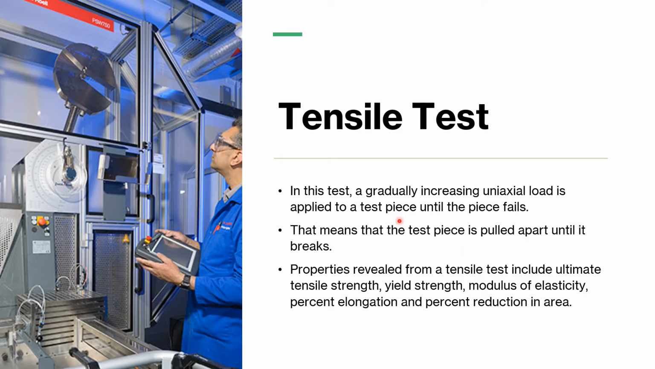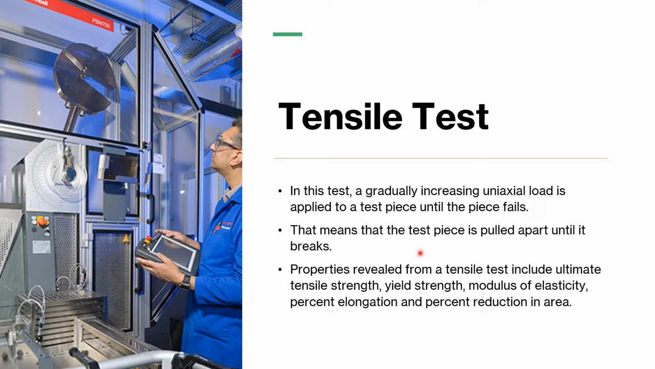Very first one is your tensile test. So in this test, the gradual increasing uni means just one, okay, axial means just one axis. So instead of 3 axes, we're using only one. So uniaxial load, so here are y axis, is applied to a test piece until that piece fails. Okay, meaning like we're gonna hit it until this piece is broken. So that means that the test piece is pulled apart until it breaks.